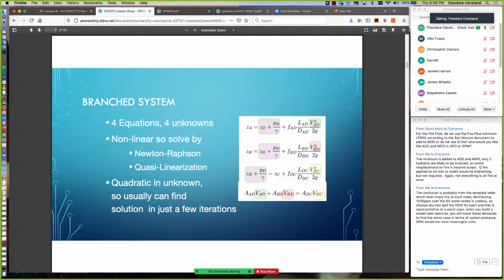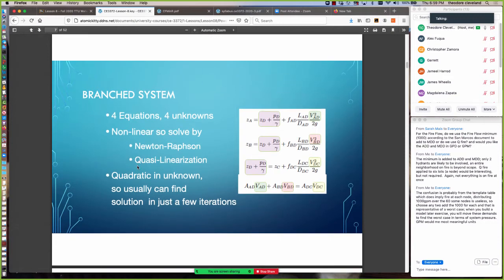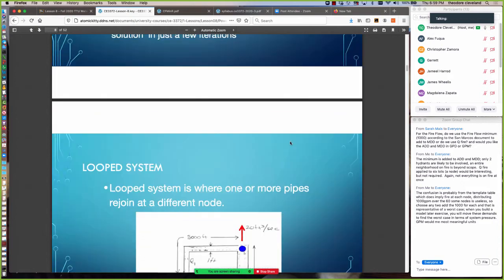A second technique is quasi linearization. It's almost the same technique operationally. It differs by a constant of 2, but other than that, it's the same method. And these equations are quadratic in the unknowns, and so normally we can obtain a solution in a few iterations.